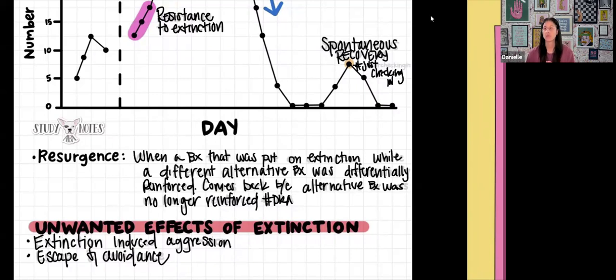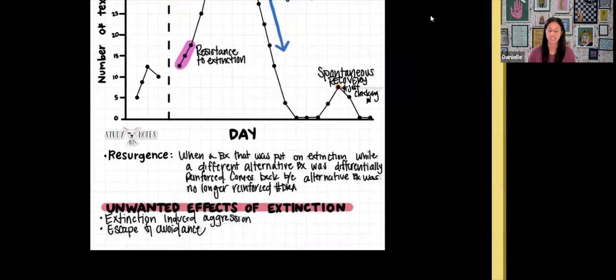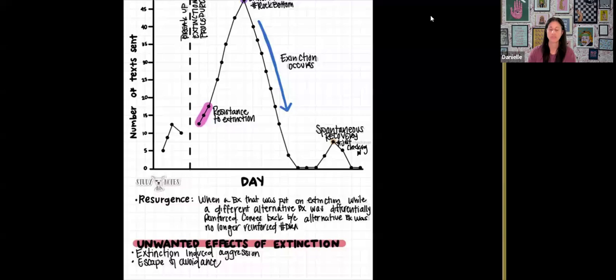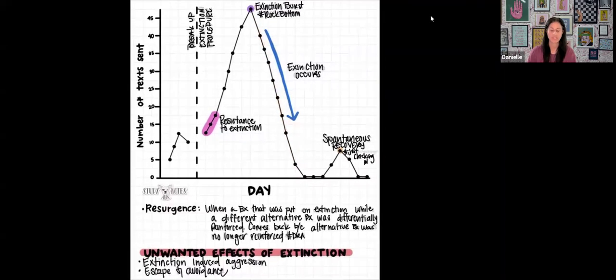But when you're thinking about your unwanted effects, you're thinking about your extinction-induced aggression and escape and avoidance behavior. So the difference between resurgence and spontaneous recovery is that spontaneous recovery is happening for the sheer fact that you are no longer reinforcing this behavior at all. No interventions. You put in extinction. It has gone away. Goodbye. See you later.